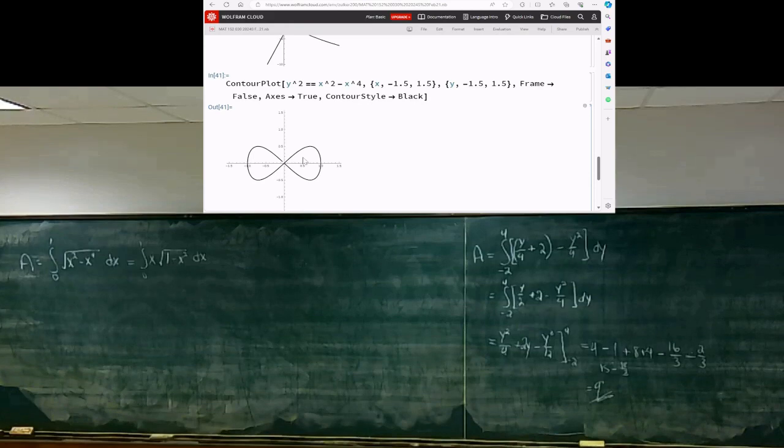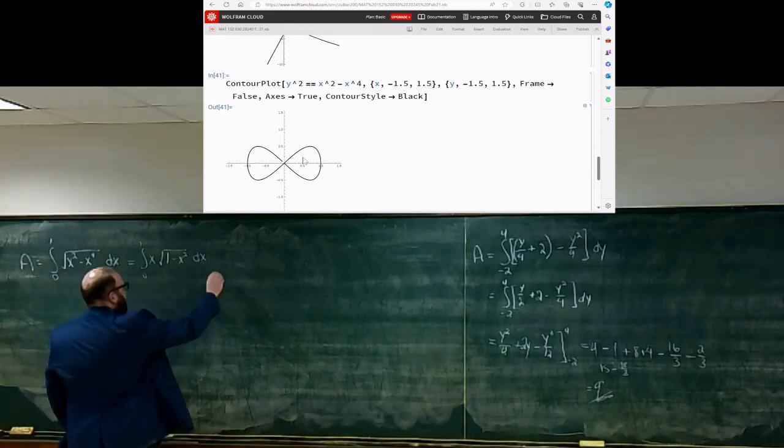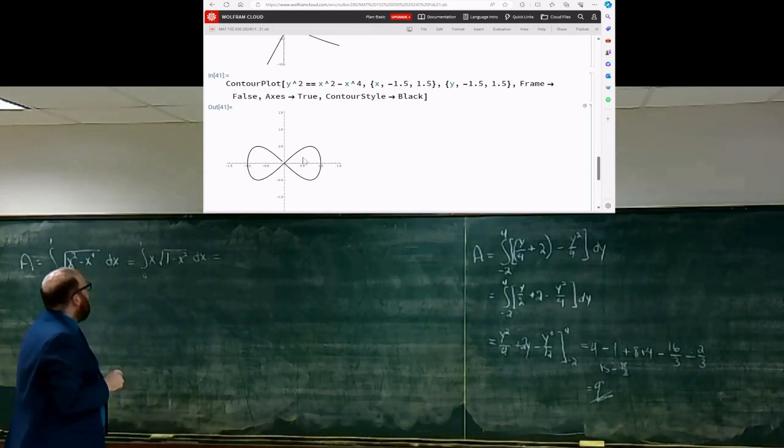Isn't that a u sub? Let u be 1 minus x squared. Yeah. du is negative 2x. Should that be x squared right there, or should it be x? No, it should be x.